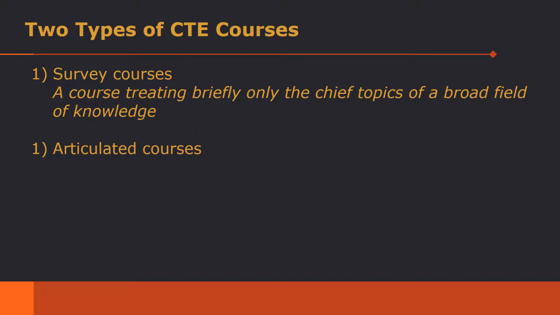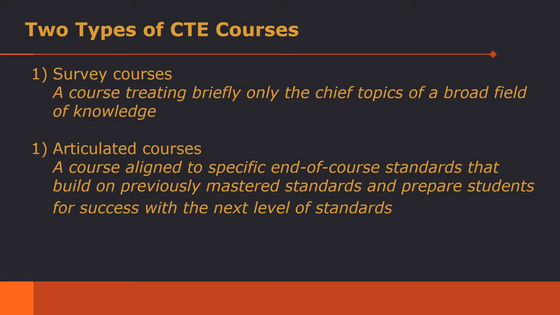We also have what are called articulated courses. Articulated courses are courses that are part of a sequence of courses where specific end-of-course standards have to be mastered in one class before the student can move on to another class, in which they will learn new standards that are necessary for the next class.